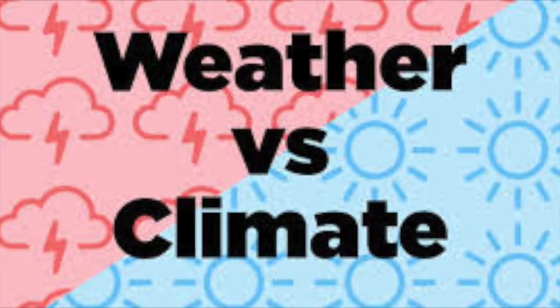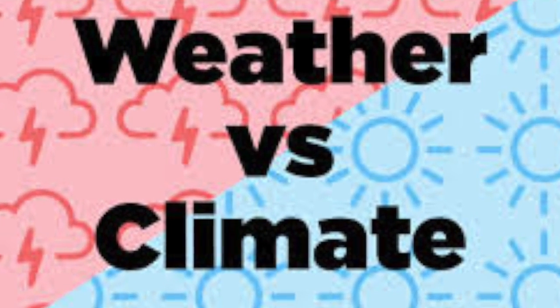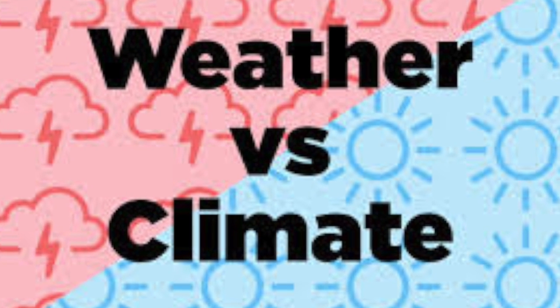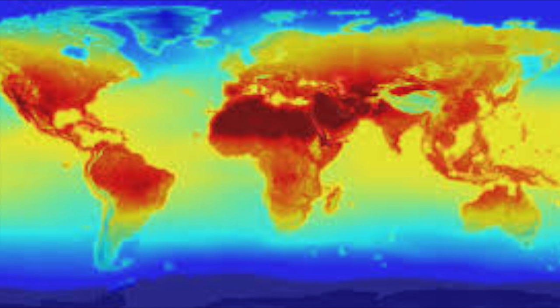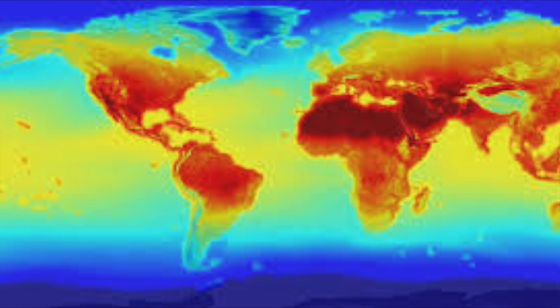My name is Natalie, and I'm going to talk about Chapter 4, Ecosystems and Communities. First, I want to start with weather and climate. Some people may confuse these two, but they're actually very different. Weather is the day-to-day conditions of Earth's atmosphere, and climate is the average conditions over long periods.